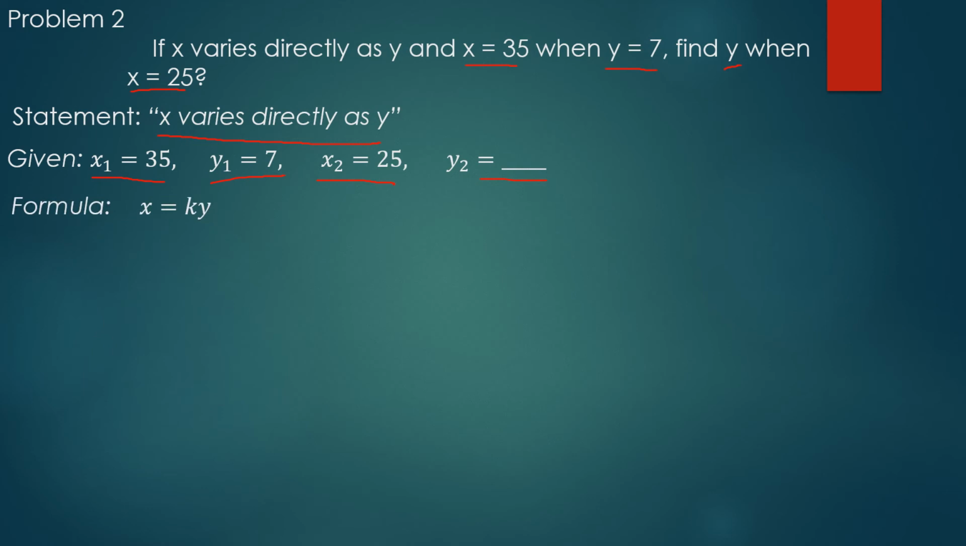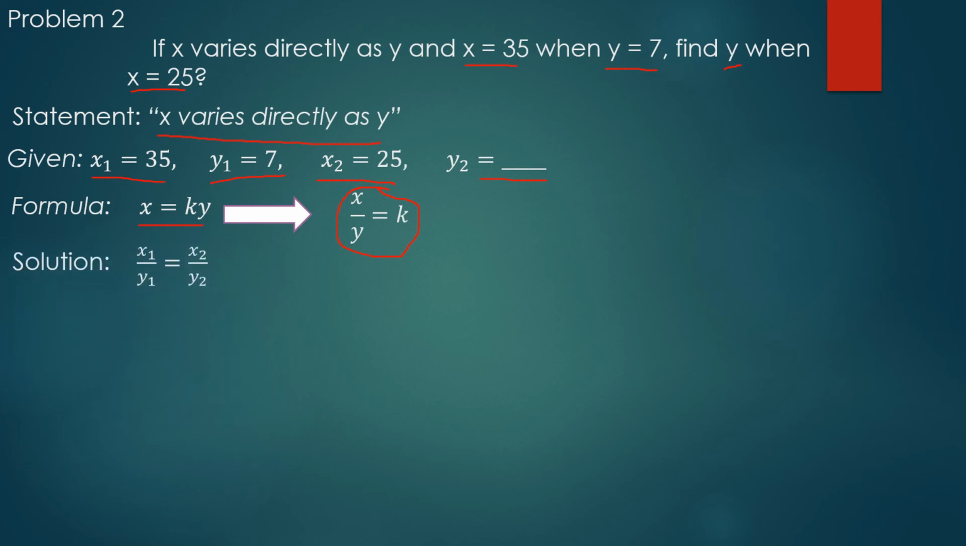After that, we make the formula, again based on the variation statement. Since it says x varies directly as y, the formula you will use is x equals ky. Now, to find the value of k, just divide x by y. That gives you the ratio, which is k.